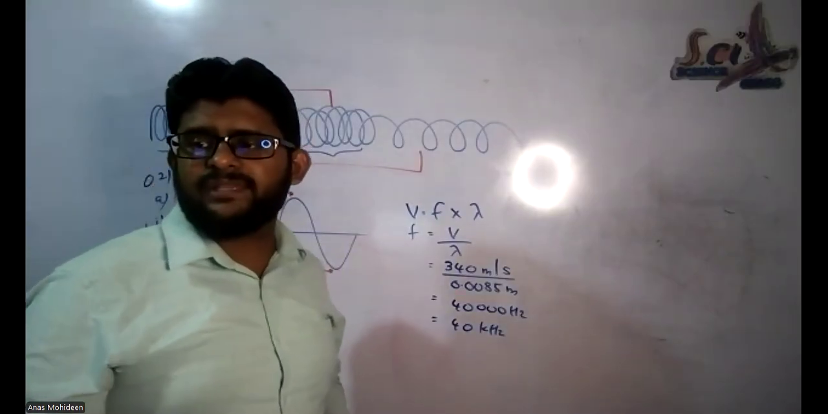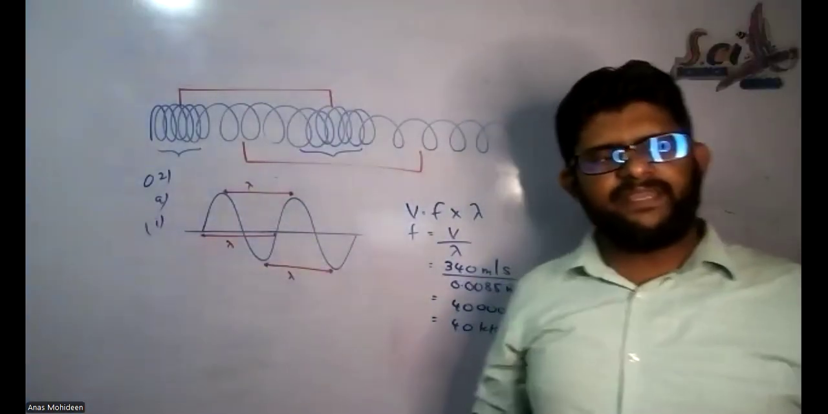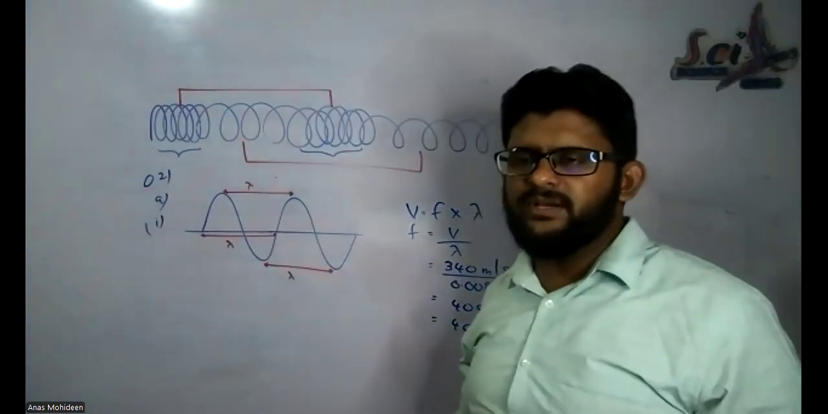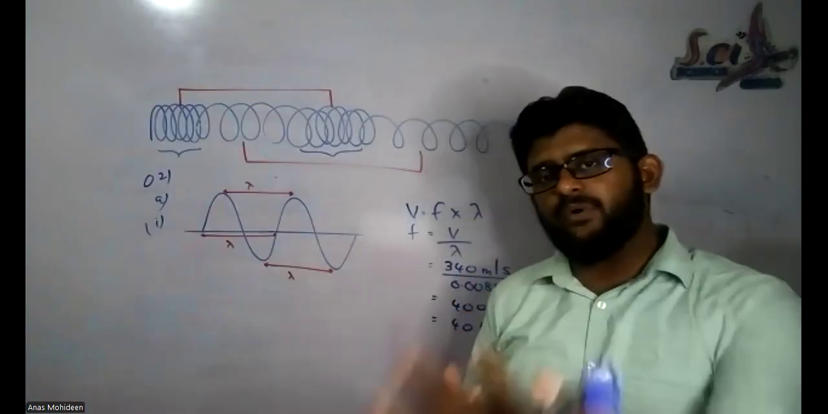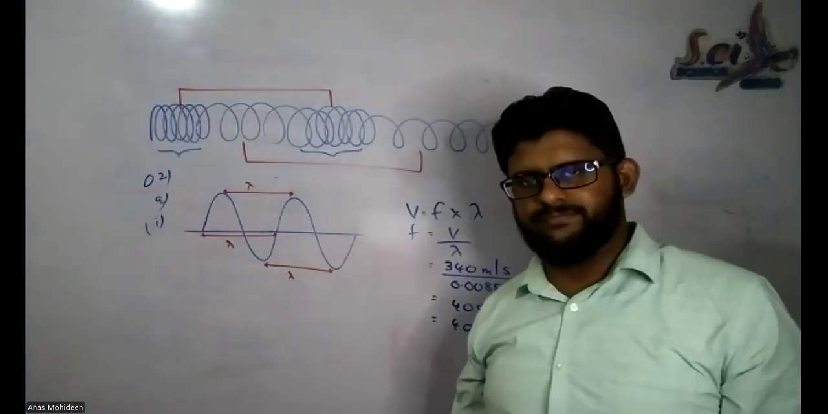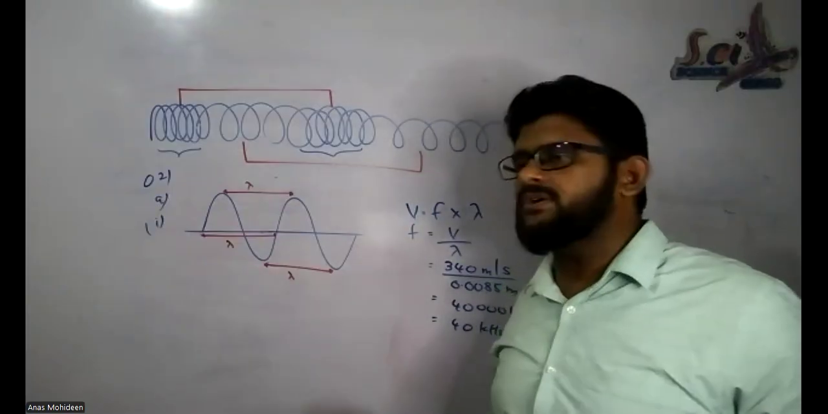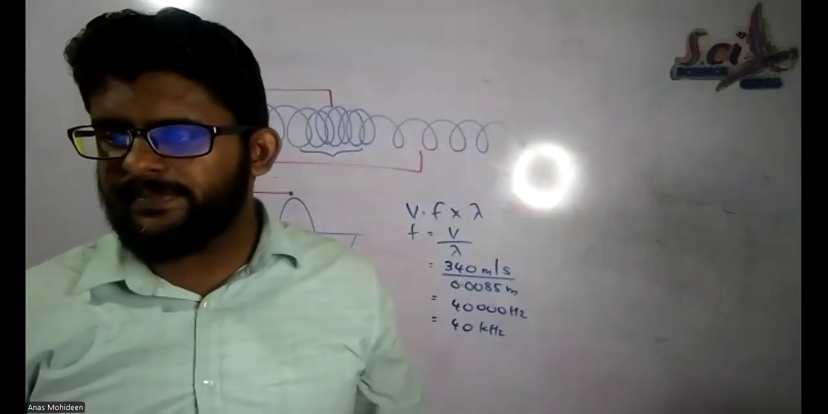State why this sound cannot be heard by human beings. Why can't we hear this sound? That's because our audible range of sound is 20 hertz to 20,000 hertz. We can't hear a sound less than 20 or more than 20,000. That is why 40,000, which is more than 20,000, we can't hear. So let's write the answer there.